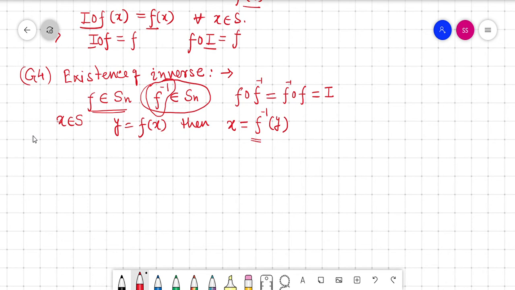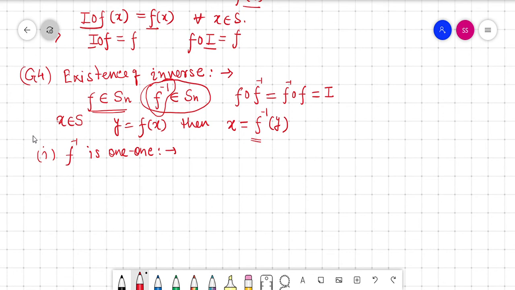Okay. And now when will this F inverse belong to Sn? The answer is if F inverse is a permutation. Permutation means F inverse is 1-1 and onto. So let us see whether it is 1-1 and onto or not. The first one which we want to show is that F inverse is 1-1. So how do we show this? The answer is simple.